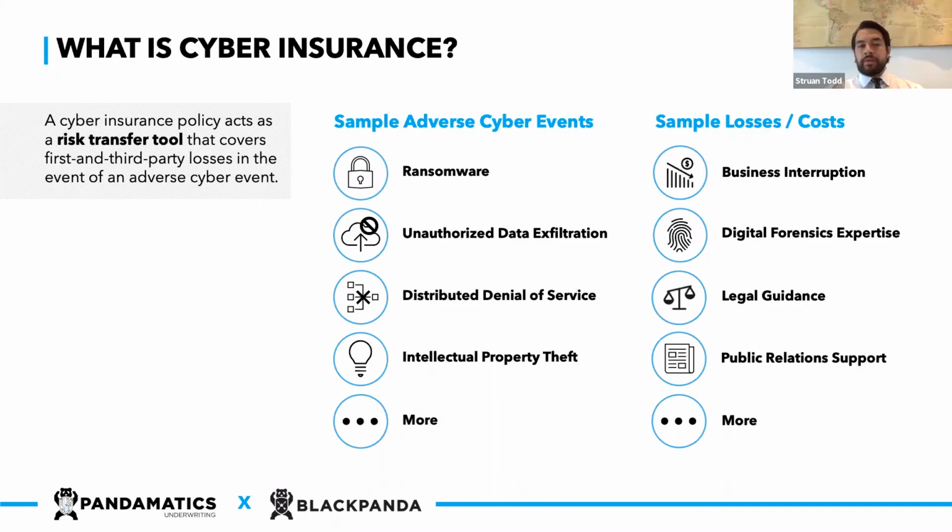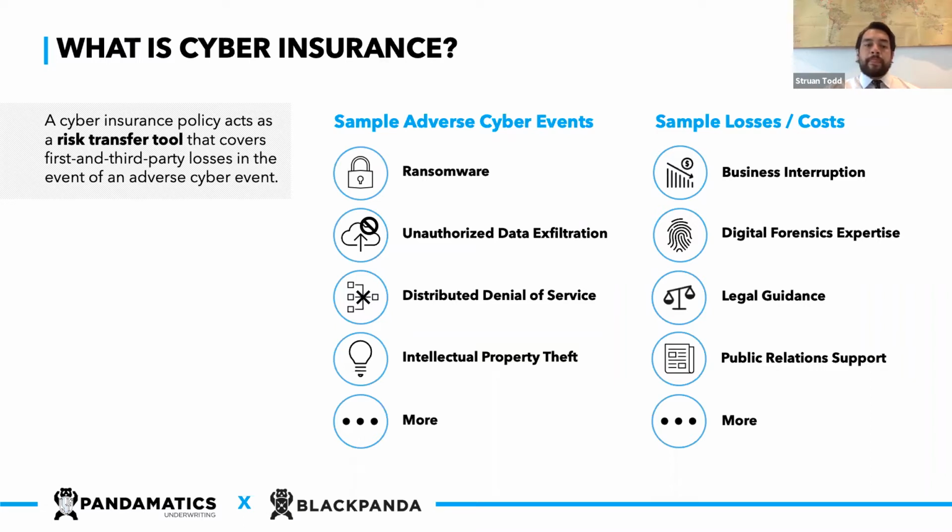So what is cyber insurance? A cyber insurance policy acts as a risk transfer tool that covers first and third party losses in the event of an adverse cyber event. Now, what does that actually mean? I'm often asked the question about the difference between first party and third party. First party refers to a loss experienced by you and your business, whilst third party might be a loss that affects a client. And essentially, you might be responsible for that loss to that third party given your cybersecurity components.